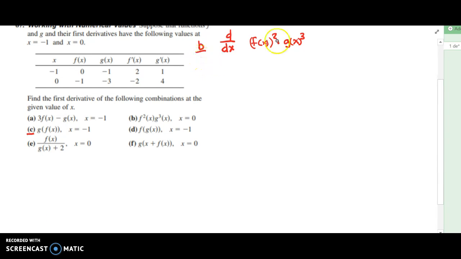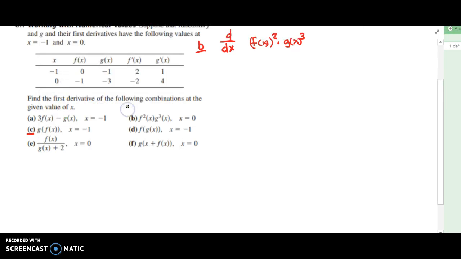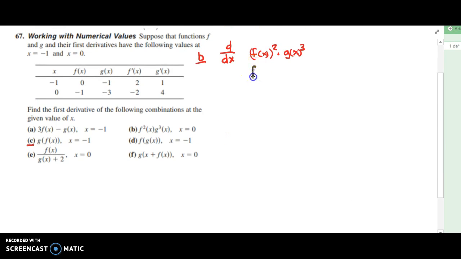Skipping back to b, the way I read this is f of x squared times g of x cubed. I don't think they mean the second derivative and the third derivative because there's not enough information from the table. And so this is just the product rule. The product rule says the derivative of the first times the second plus the derivative of the second times the first. But this is also a chain rule problem because we have an inner function squared.